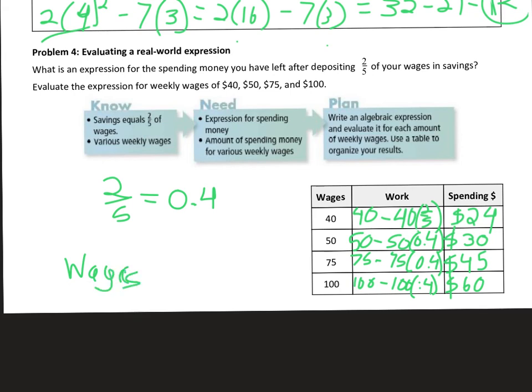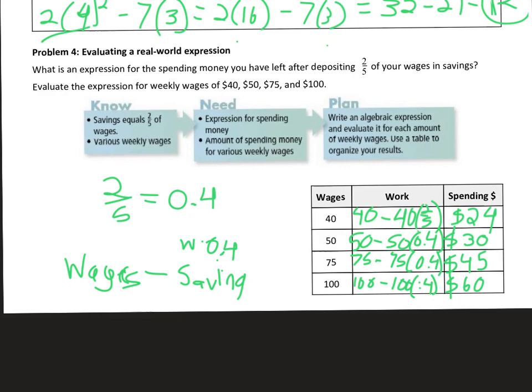So the way I thought of that problem is I thought of take my wages, what I start with, I'm subtracting to figure out how much spending money I have left. So I'm subtracting my wages minus my savings, or what I want to save, okay? So my wages is whatever I earn. My saving is my wages times 0.4 or 2/5, whatever you prefer.